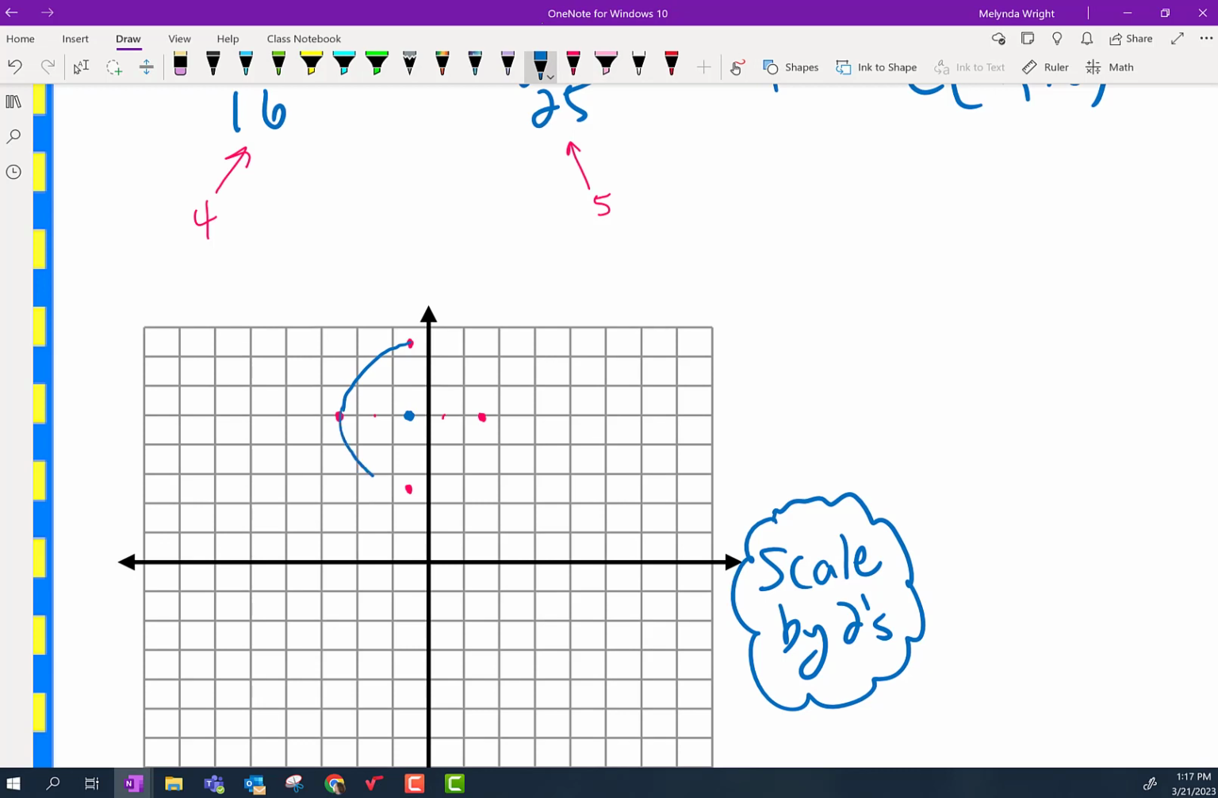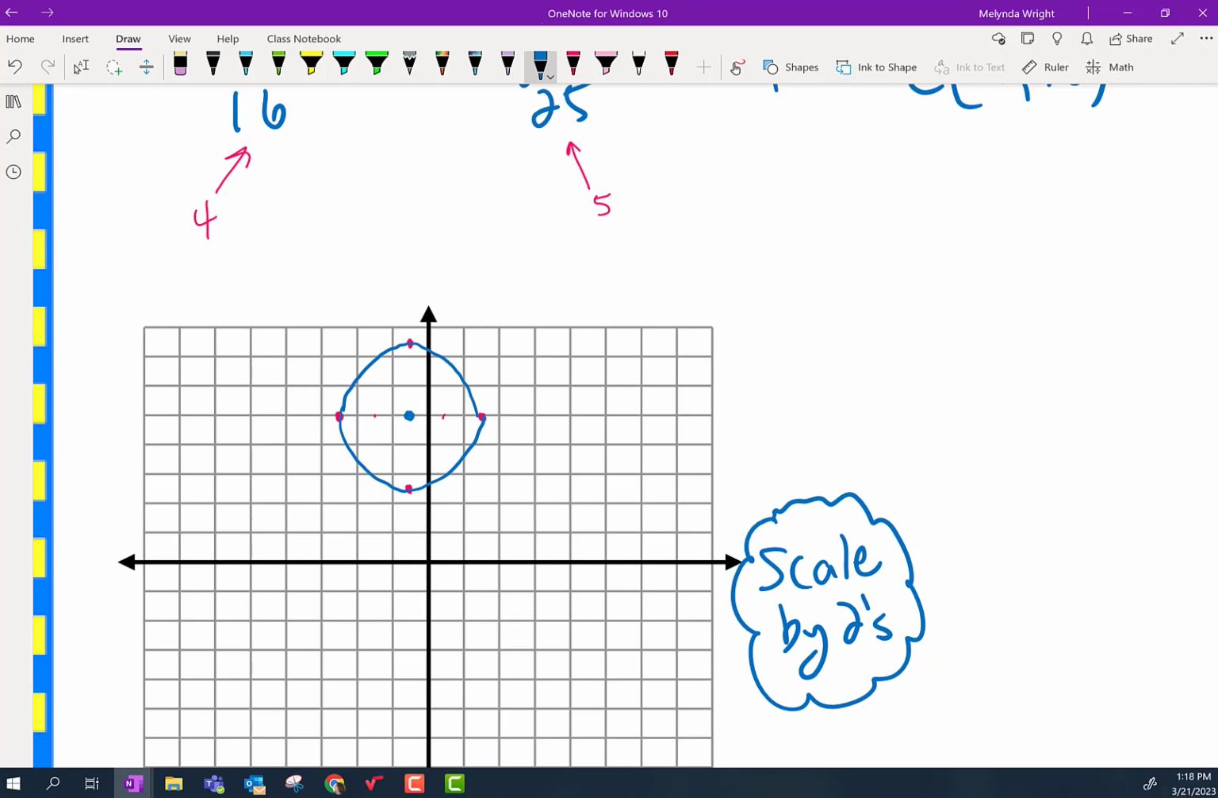Now, of course, if you were graphing with 1s, with a scale of 1 instead of a scale of 2, your graph would be much bigger than mine, right? It would be twice as wide and twice as high. So it's totally your choice whether you decide to change the scale of your graph, or just graph off of the grid. Perfectly fine either way.